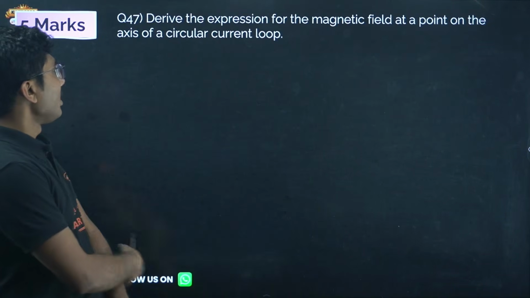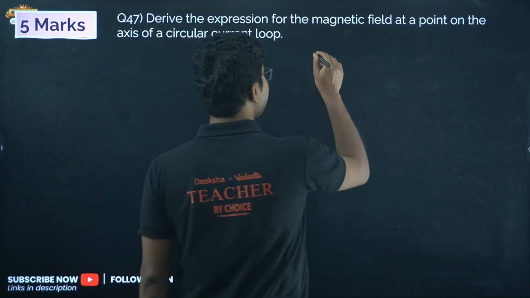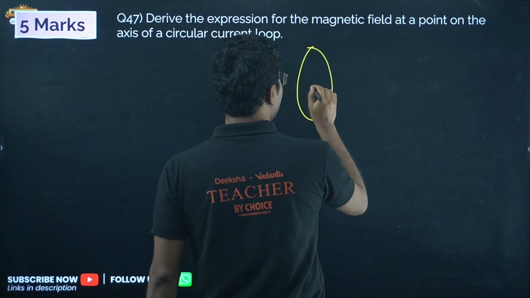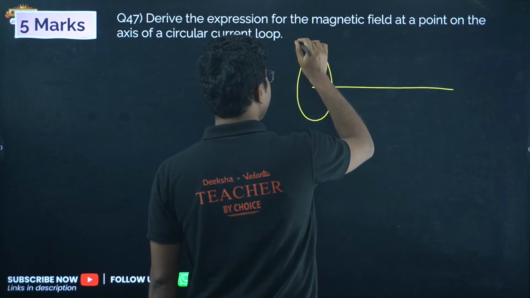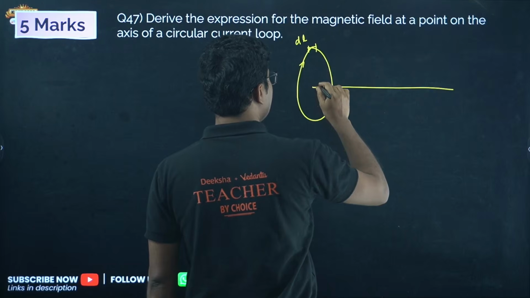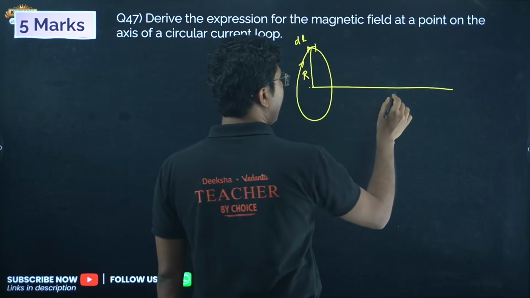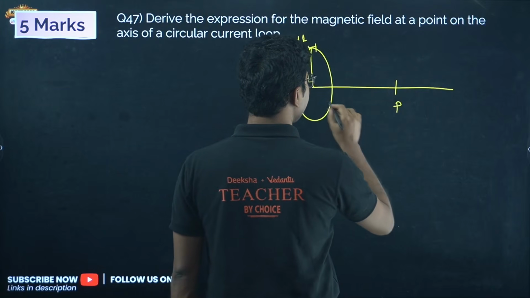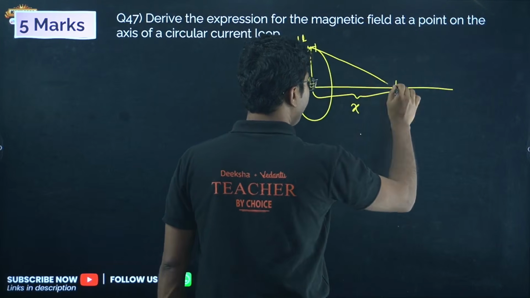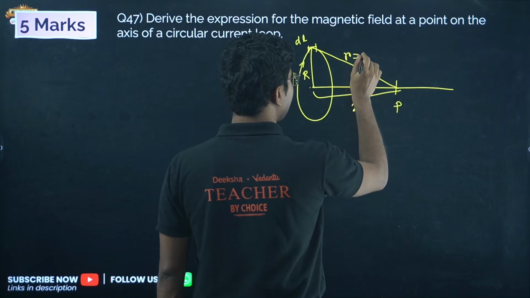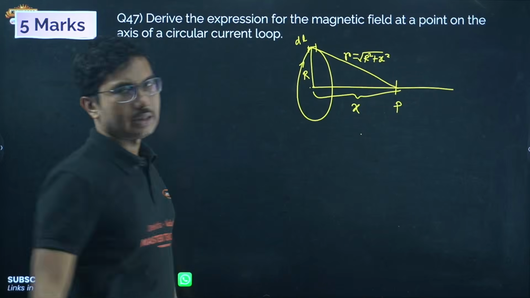Okay. Derive the expression for magnetic field at a point on the axis of a circular current loop. This derivation is super important this year from this chapter. So here we have a current carrying loop. We are trying to find a current element dl. It is carrying a current. The radius of the loop is capital R. We are trying to find the magnetic field at a point P, which is at a distance x. If you join these two points, this will be the distance r, and that is nothing but square root of R square plus x square from Pythagoras theorem.